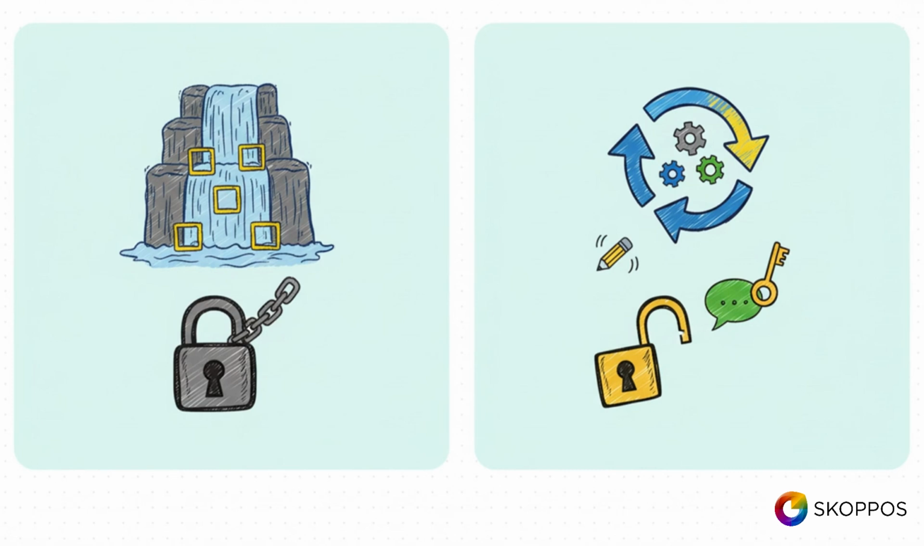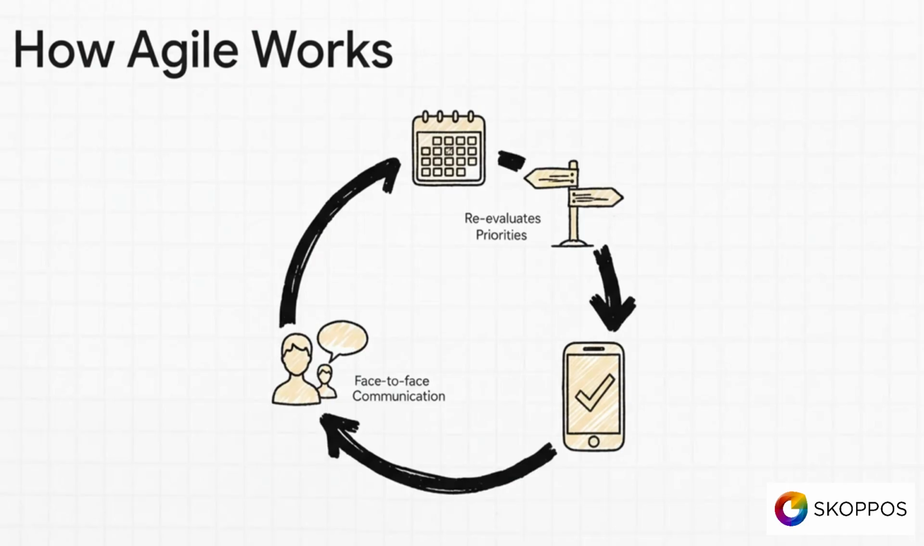Waterfall is rigid. It locks everything in up front and depends on these massive documents. Agile, on the other hand, is built on flexible cycles. It expects and even welcomes change. And it values one thing above all else: getting a working product into people's hands. So how does Agile actually work? Well, instead of one giant project, you break it down into these small, manageable chunks called iterations. They usually last just 1 to 4 weeks. At the end of every single cycle, the team delivers a piece of working software, they get feedback, and then they reevaluate what's most important for the next cycle. It's fast, it's responsive, and progress is measured by what actually works, not by how much paperwork you finished.